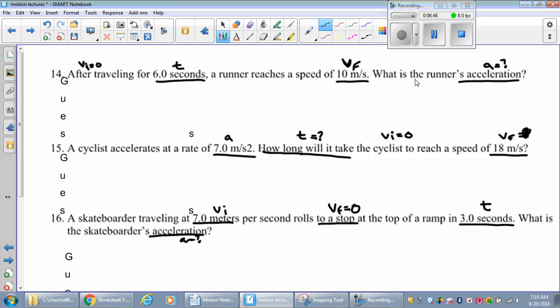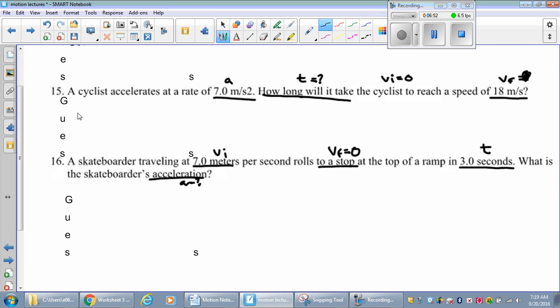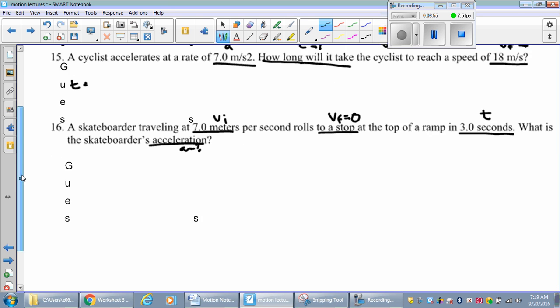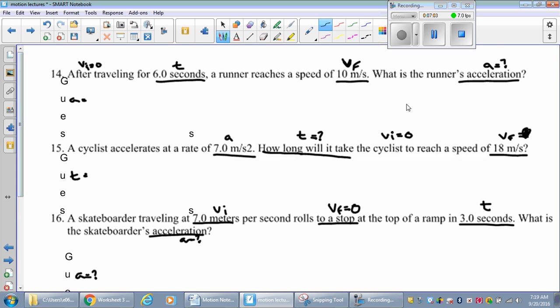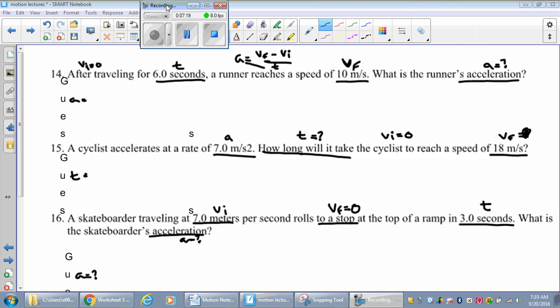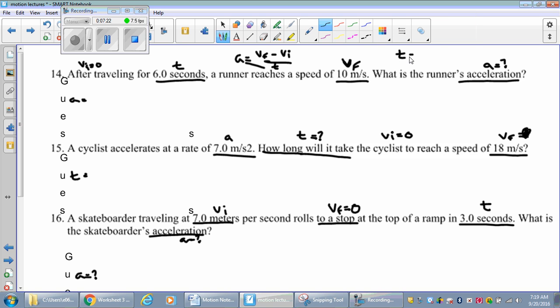Okay, what is our unknown? Our unknown in the first one is the acceleration. Our unknown in the second problem is how long will it take, so that's time equals. And our unknown in the third problem is acceleration equals. Okay. Now, what did we say our equation was earlier? Our equation is going to be acceleration equals v final minus v initial over time, or our other equation is going to be, if we flip the top and the bottom, we can solve for time. So we have time equals v final minus v initial over acceleration. So these are our two equations, and you'll have these given to you.